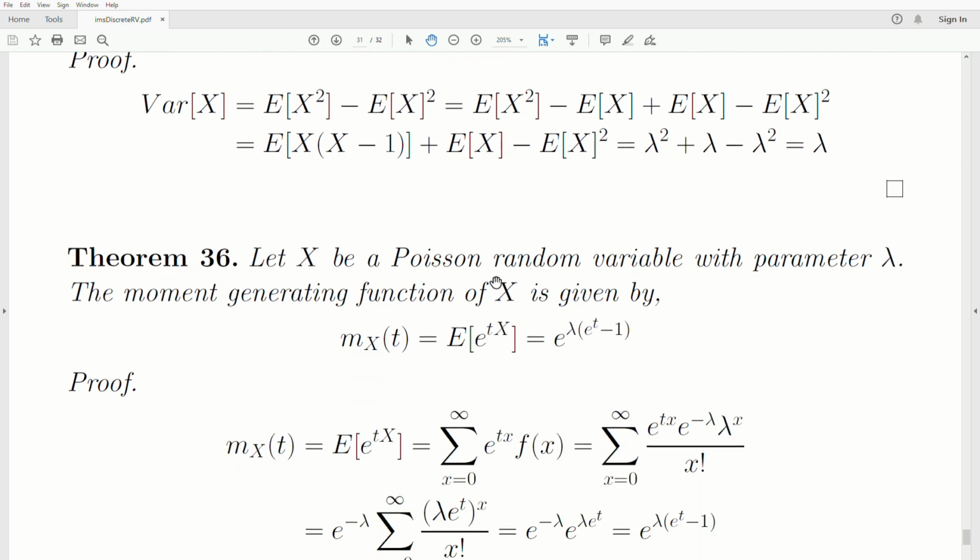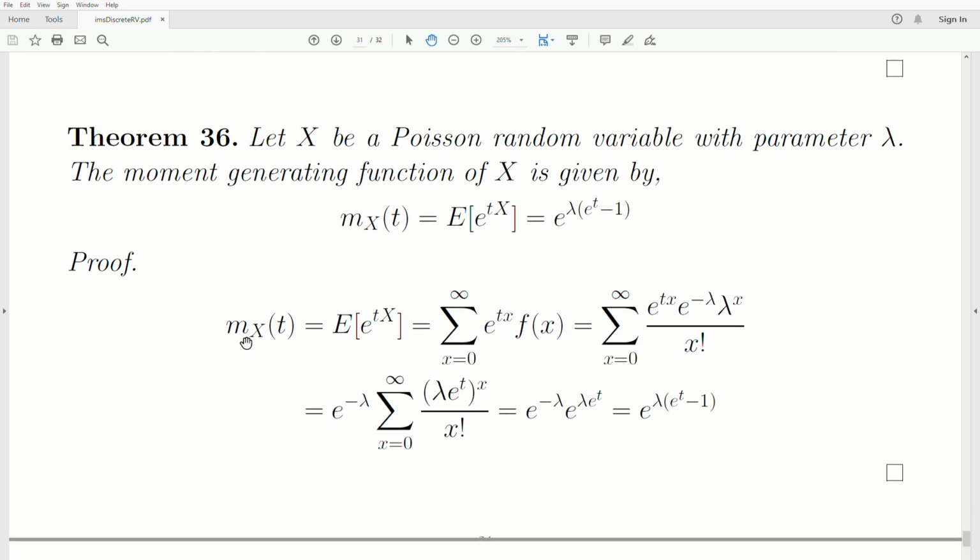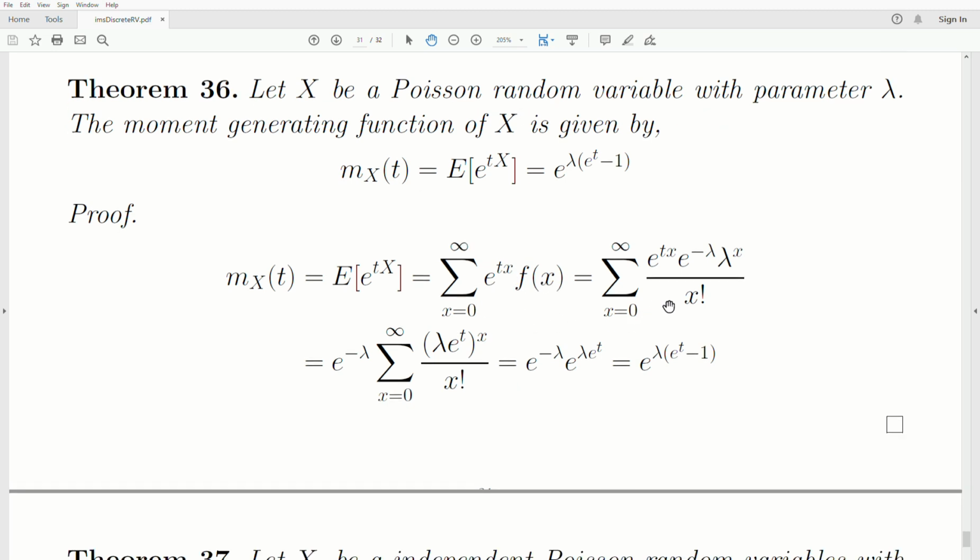Let X be a Poisson random variable with parameter lambda. The moment generating function of X is given by this expression, e to the lambda times (e to the t minus 1). The proof is this: the moment generating function, m of t, is the expected value of e to the tX. Plug in e to the tx times the density, summed over all possible values, and plug in the density.